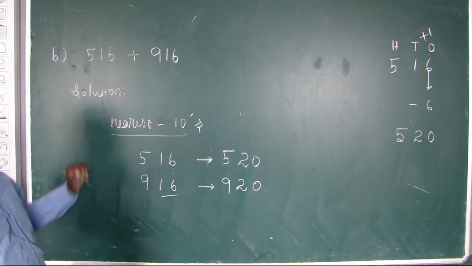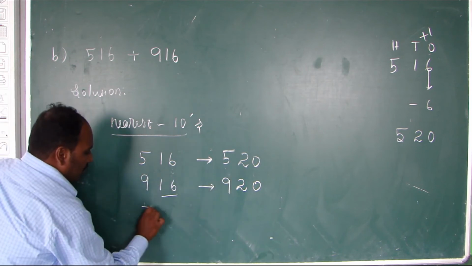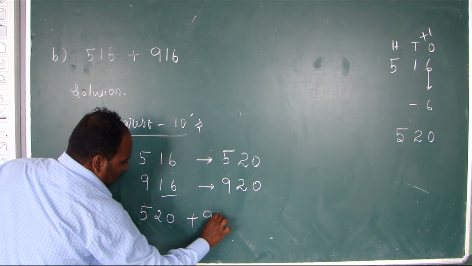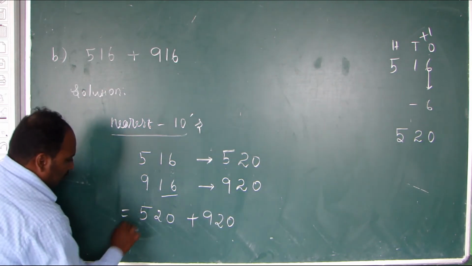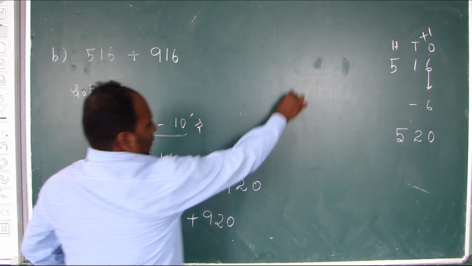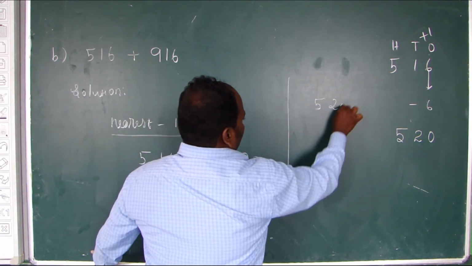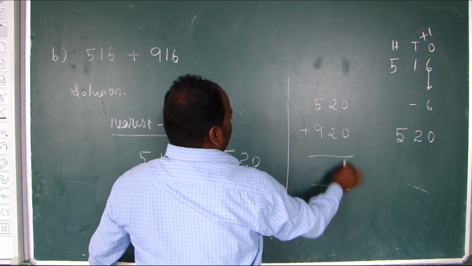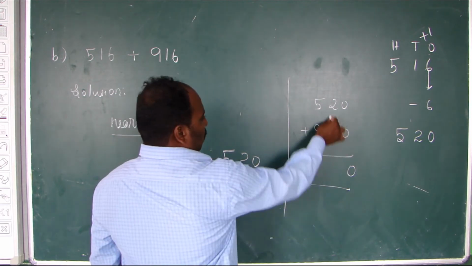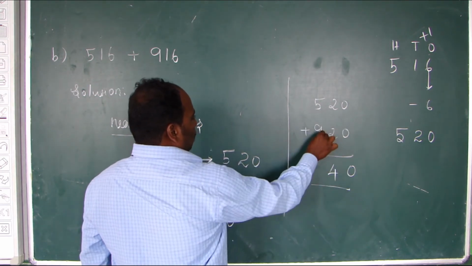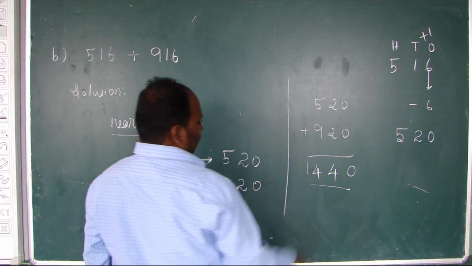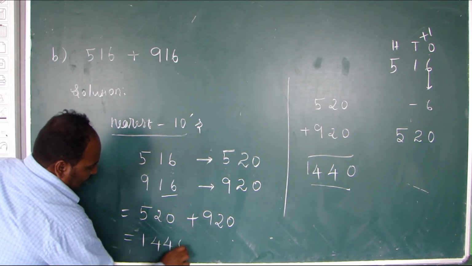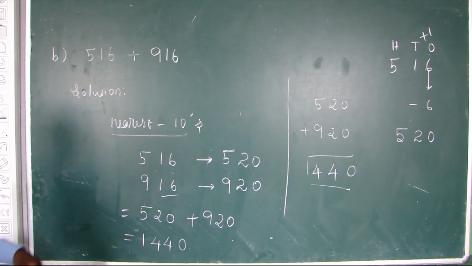Now we add both numbers: 520 plus 920. 0 plus 0 is equal to 0. 2 plus 2 is equal to 4. 5 plus 9 is equal to 14. So our answer is 1440.